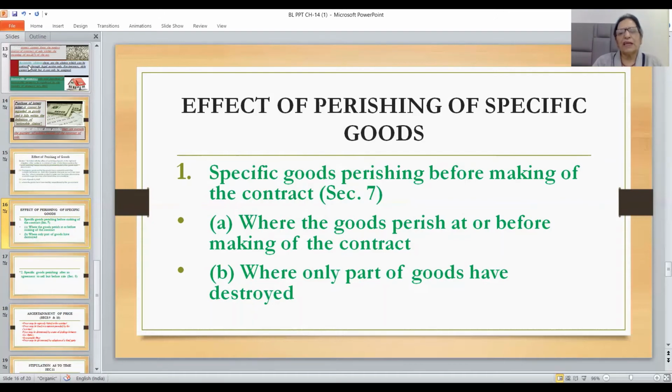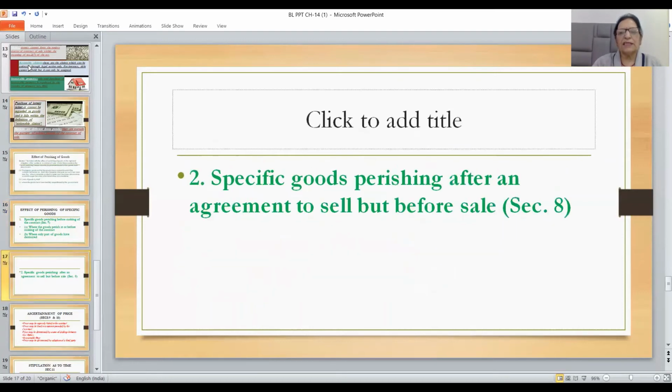It depends upon the nature of the contract. If the contract is divisible, then the buyer is bound to accept those goods which are in good condition. But if the contract is entire, non-divisible, then the buyer is not bound to accept the goods which are in good condition. So friends, I have discussed the provisions which are contained under section 7.